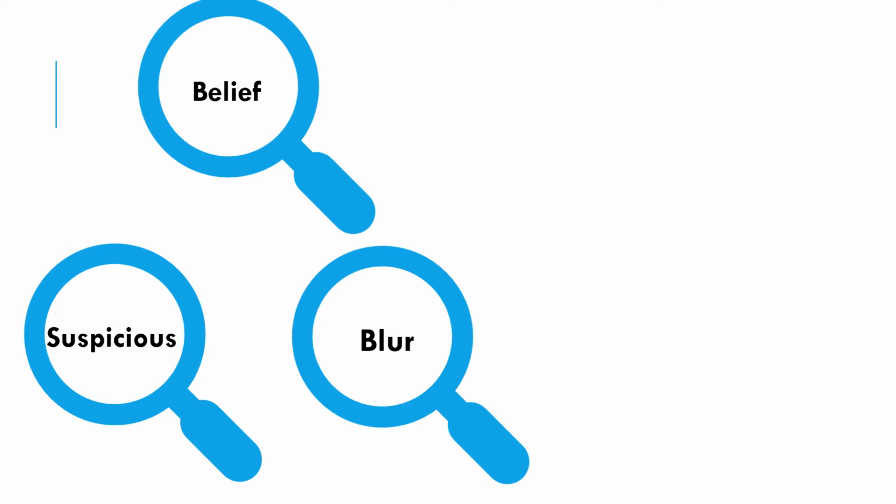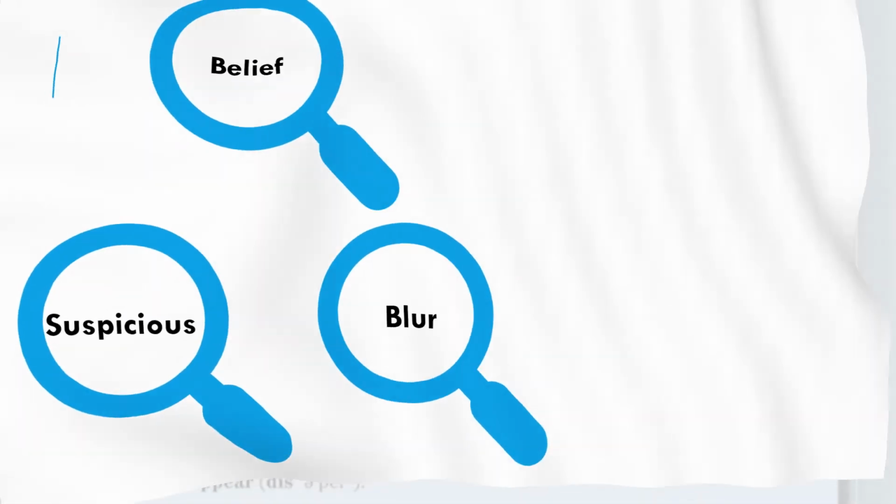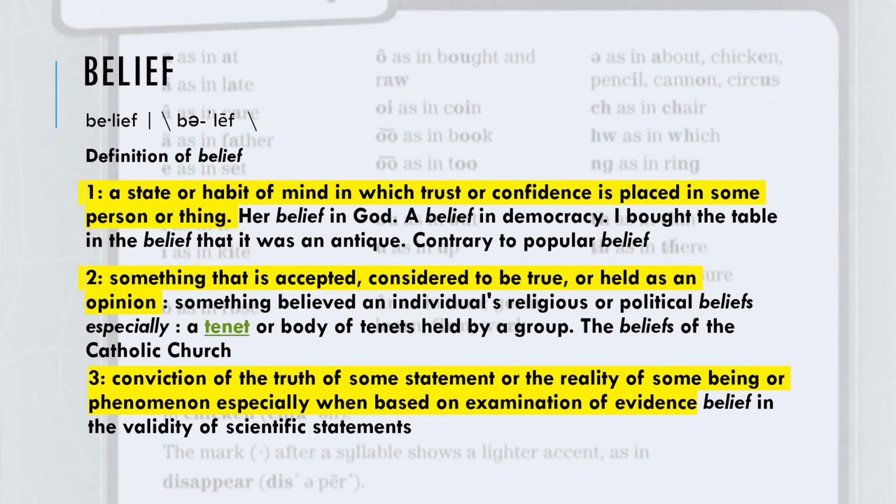We're going to be looking at 3 words over the next couple slides: belief, suspicious, and blur. First one, again, this is what a dictionary definition would look like, or a dictionary entry would look like. So you have belief, there's the entry word. You have how it's divided into syllables, belief. You have the pronunciation. You see that upside down E in this one, that schwa, unstressed sound.